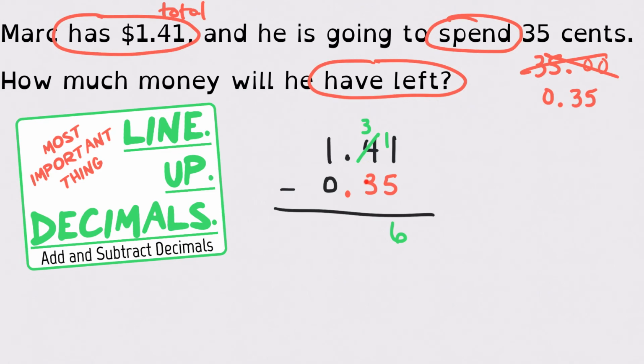Next up, we have 3 minus 3, which is 0, and then we have 1 minus 0, which is 1. And then decimal comes straight down. So we were looking for how much money will he have left? He will have $1.06 left.